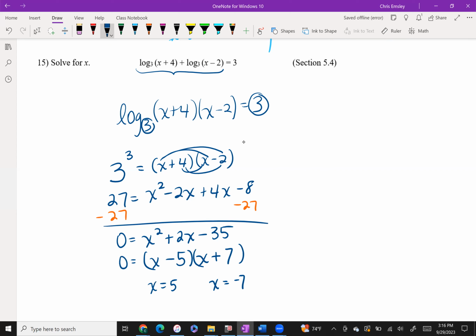We need to check those answers because you cannot take the log of a negative number. If I put a 5 in here, 5 plus 4, that's positive, that's okay. 5 minus 2 is also positive. That one checks out okay. So that one's a good answer. Negative 7. If I put a negative 7 in here, negative 7 plus 4, that's negative 3. We already know this one doesn't check out. So that is not a solution. x equals 5 is our answer.